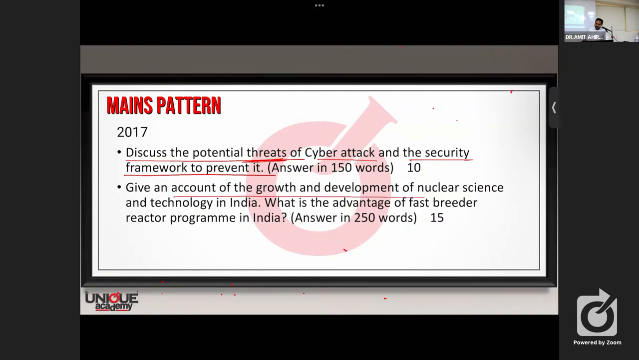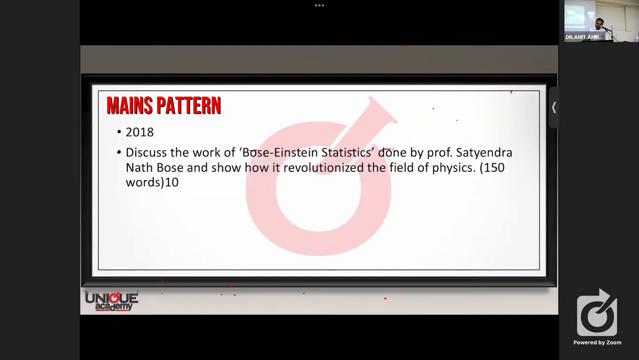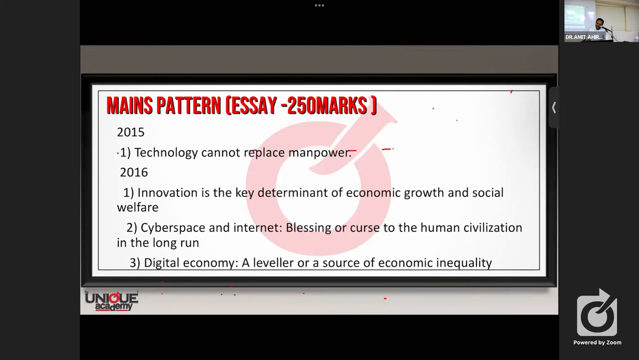गिव एन अकाउंट ऑफ ग्रोथ एंड डेवलपमेंट ऑफ न्यूक्लियर साइंस एंड टेक्नोलॉजी. व्हाट इज द एडवांटेज? फिर से क्या आ गया? एडवांटेज ऑफ फास्ट ब्रेडर रिएक्टर प्रोग्राम इन इंडिया. Okay, so these are the technology.